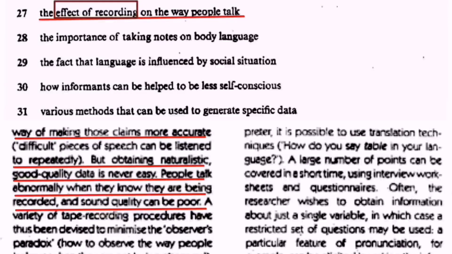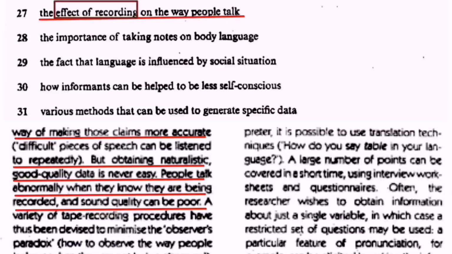But has come into the paragraph, and it means that the next sentence is going to be the opposite of the previous one. But obtaining naturalistic good quality data is never easy. It means that although recording has solved many problems of linguists, it is not easy to record the natural talk of the native speakers of any language. You can say that the process of recording affects the way of talk. People talk abnormally when they know they are being recorded, and sound quality can be poor.